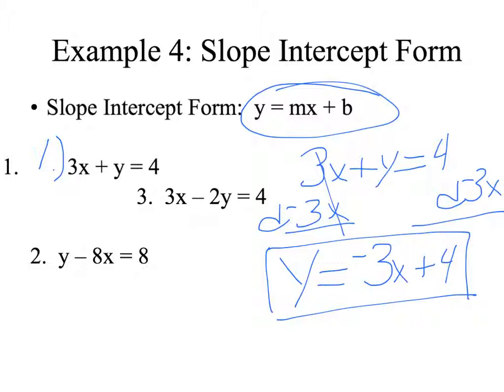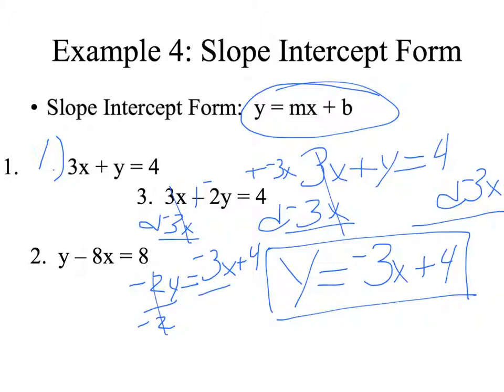Number 2 is very similar. I'm actually going to jump to problem 3. Problem 3, make sure you go plus the opposite. I'm going to add -3 to each side. When I do, that leaves me with -2y equaling -3x plus 4. At this point, I still need to get the y by itself, so I'm going to divide by -2. Everything is going to be divided by -2.